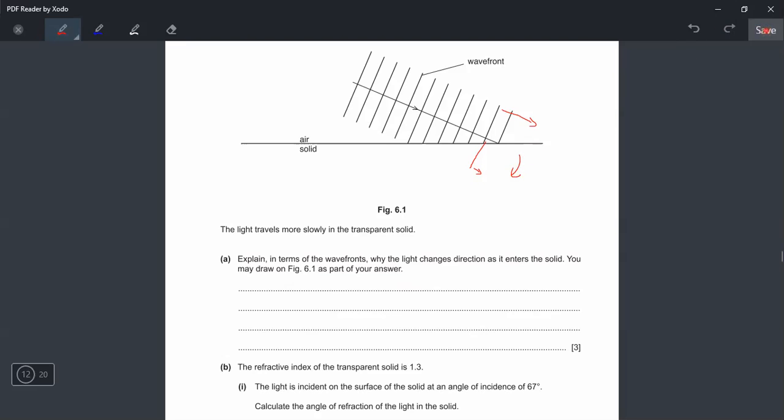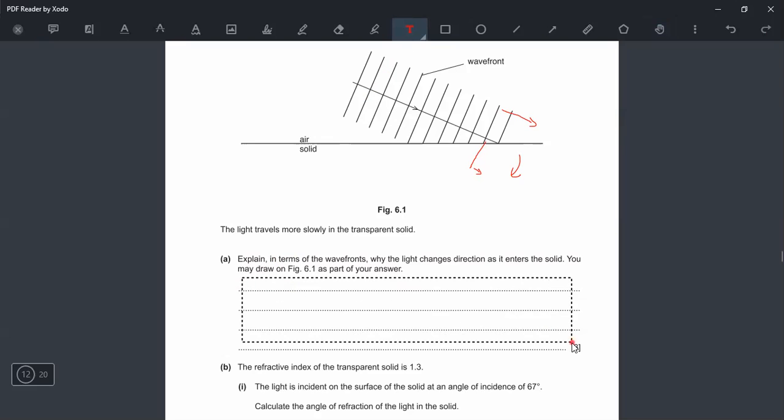So the whole idea is what? That part of the wave front hits the surface first, or hits the medium first, or hits the solid first. So it slows down before the other side. So the entire wave bends and changes direction.